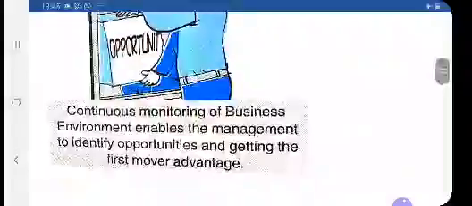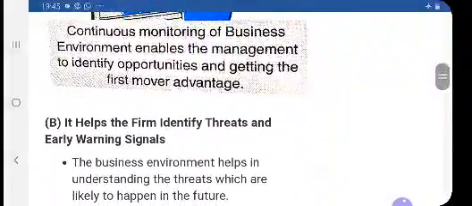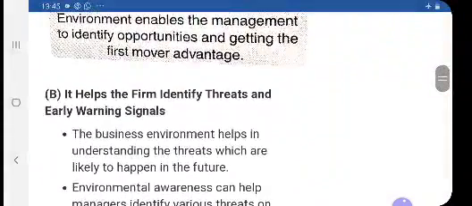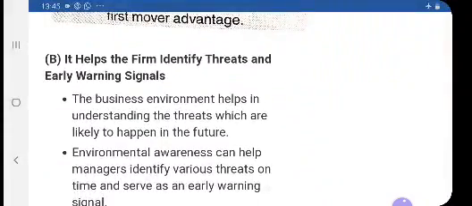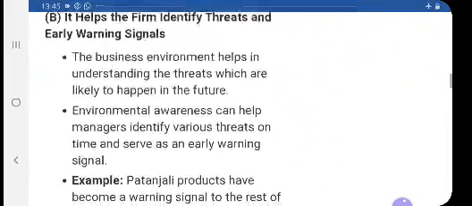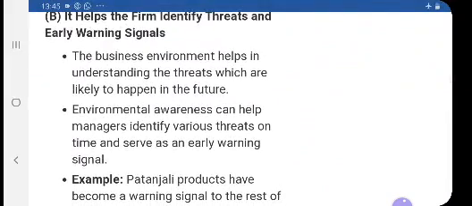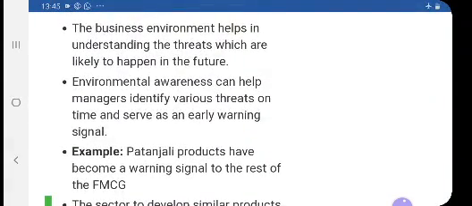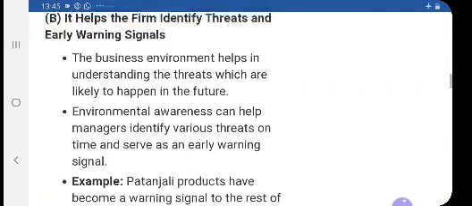Now come to the second point. It helps the firm identify threats and early warning signals, meaning it helps to understand the threats which are likely to happen in the future. Environmental awareness can help managers to identify various threats on time and serve as an early warning signal. Be ready for the changes that are going to take place in the coming future, and be alert and adapt yourself according to the demand of the product.